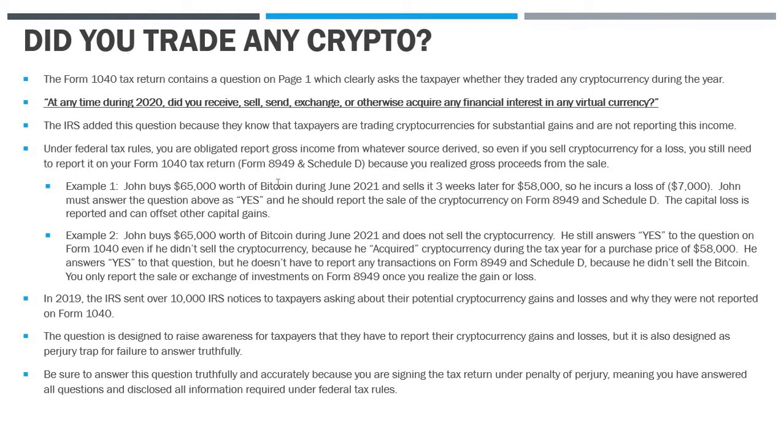Well, the IRS has that in there because as a U.S. taxpayer, you're required to report gross income for whatever source derived, right? So that's under Section 61 of the Internal Revenue Code. You have to report all your income. So if you're buying and selling cryptocurrencies, even if you're doing it at a loss, you have gross income realized from the sale, so you have to be reporting this on your tax return.